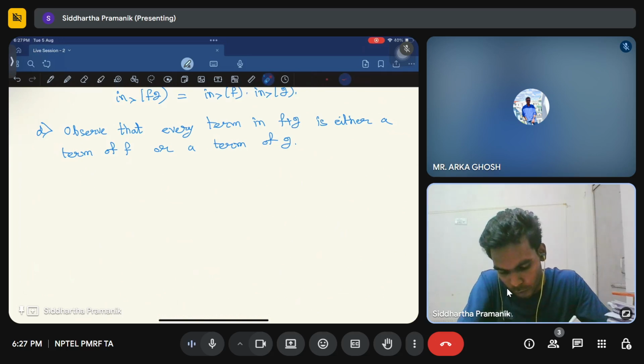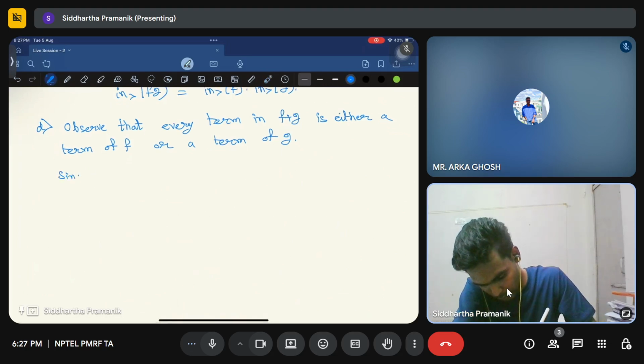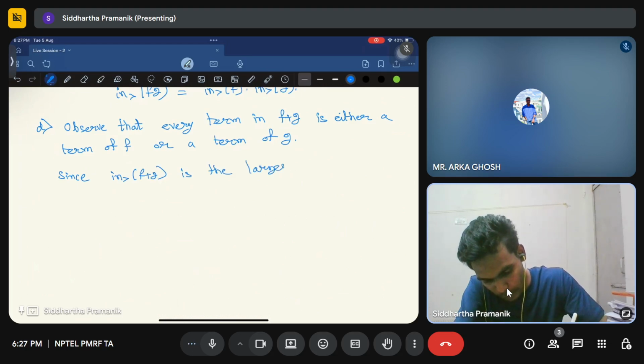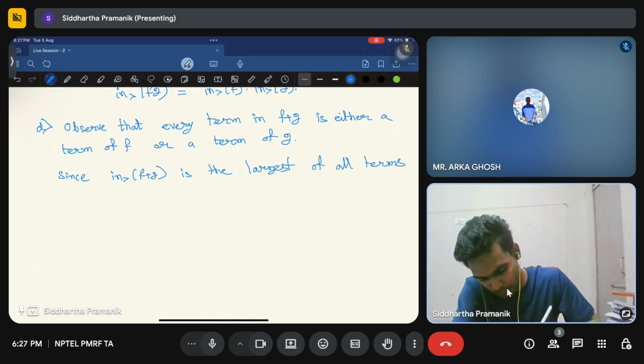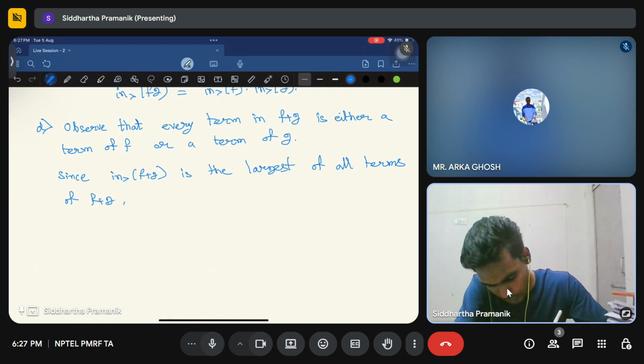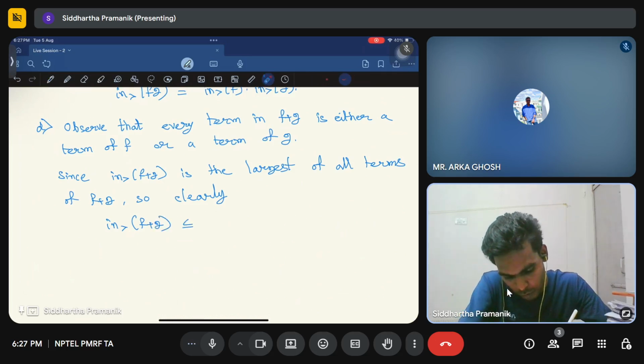So the initial term will be the largest of all these terms, since the initial of f plus g is the largest of all terms of f plus g. So clearly, the initial of f plus g is less than or equal to the maximum of all terms in f plus g.